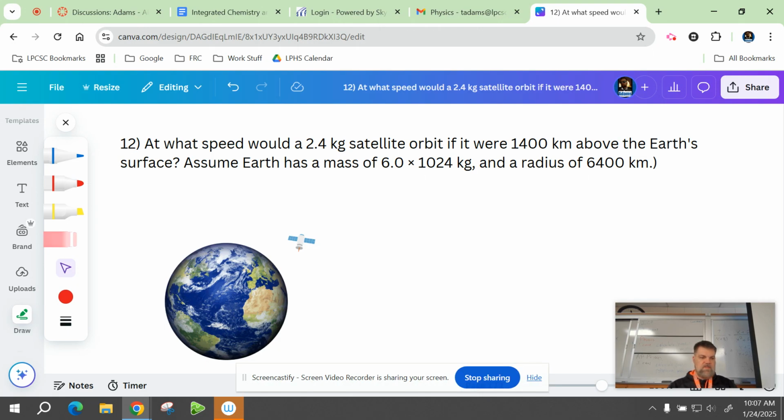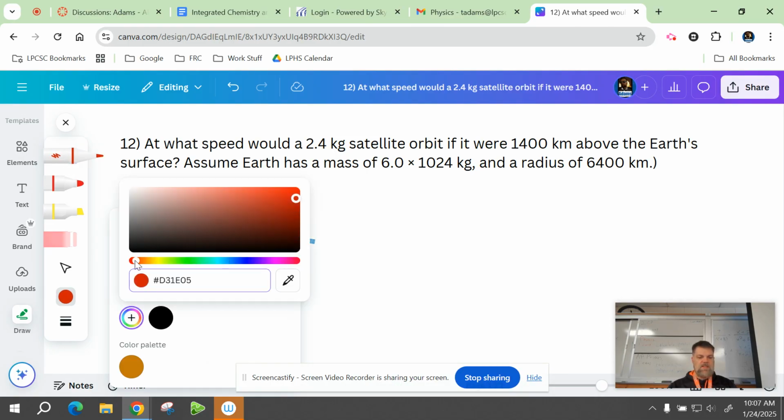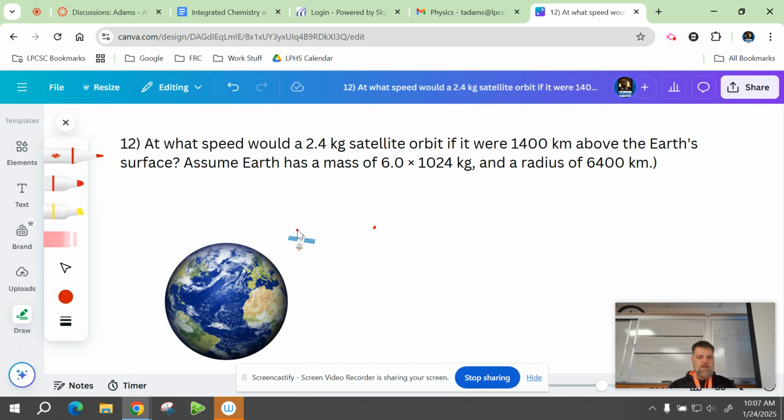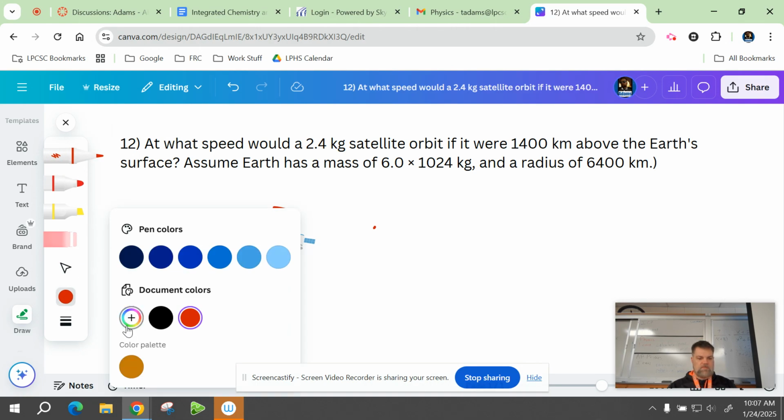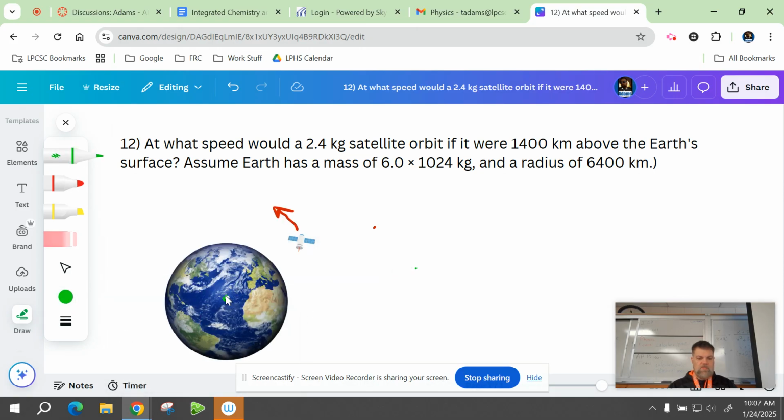All right, so let's go through. I already drew the picture. The speed they want is going to be the tangential speed, right? That's the linear speed, so it's going to be going perpendicular to the radius. So pretend this is the center of the Earth.